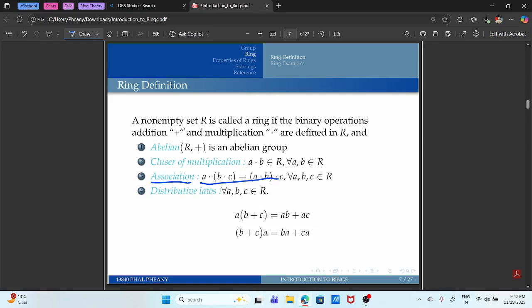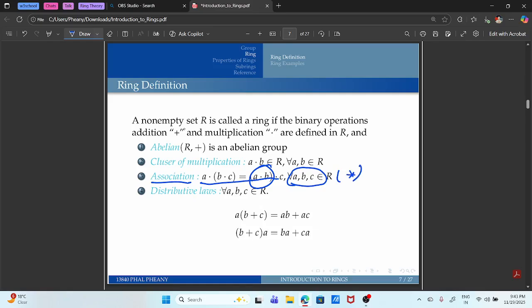We can say the operation is satisfied with association. It is written in this form. Suppose we have three elements A, B, C belonging to the set, then A times (B times C) equals (A times B) times C. Here, this is under multiplication.